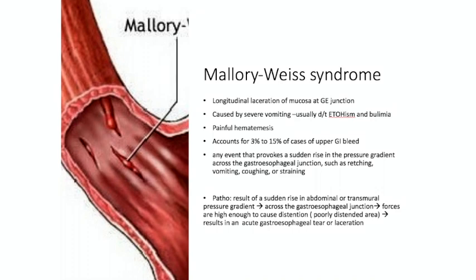Next up is the Mallory-Weiss tear or syndrome. So this is a longitudinal laceration at the mucosa of the gastroesophageal junction. This is usually related to a presentation with hematemesis after there is a forceful or recurrent retching, vomiting, coughing, or straining. It is usually related to severe alcoholism or bulimia, and it is regarded as a painful hematemesis. This accounts for about 3 to 15% of all cases of an upper GI bleed.